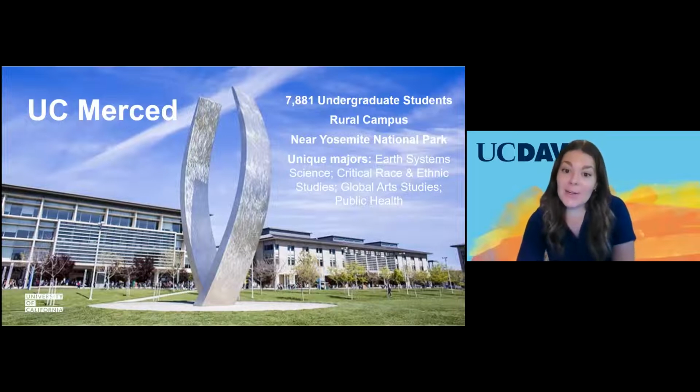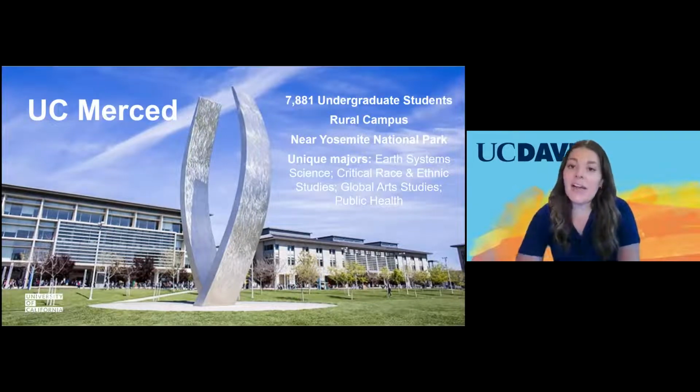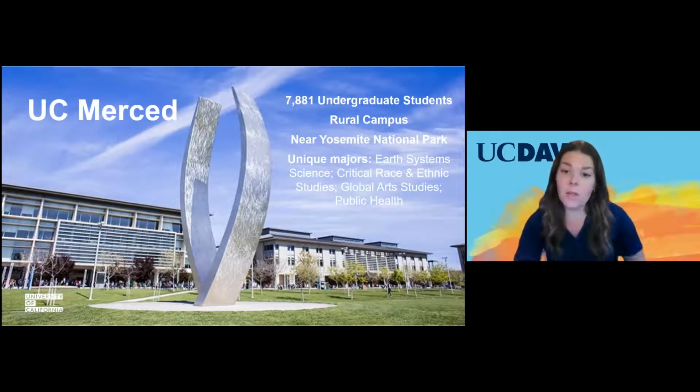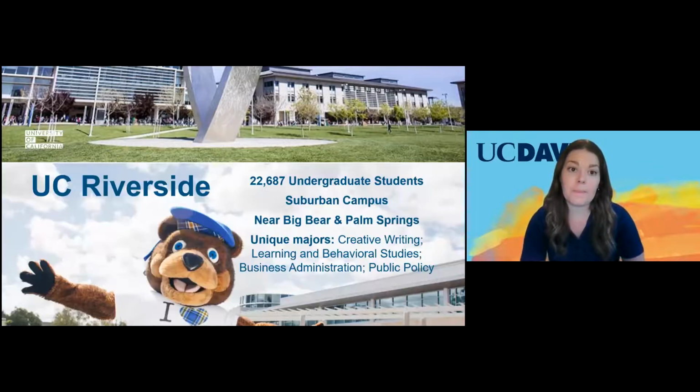UC Merced is our newest little sister, less than 10,000 students here, just shy of 8,000 actually undergraduate students. This is the rural campus. So if you're looking for kind of that rural space, it's near Yosemite, which is very cool. Earth Systems Science is a unique major there. Critical Race and Ethnic Studies, Global Art Studies, and Public Health are some of those unique majors.